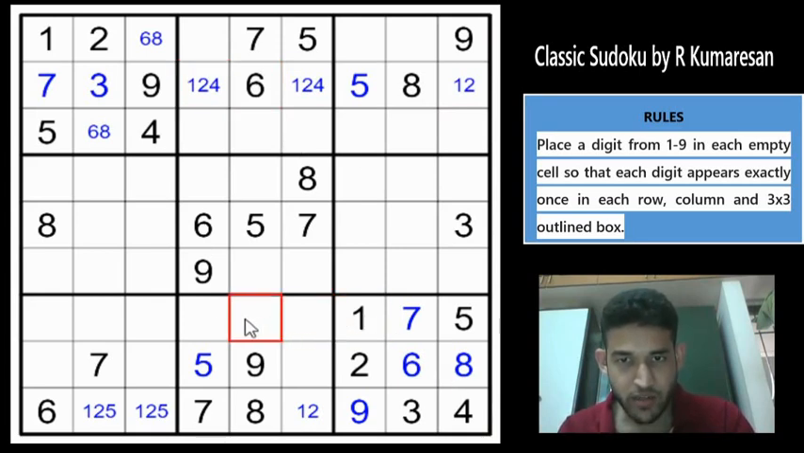So a 1 is not possible in these three cells because of this 1, which means 1 must go into one of these two cells. So why don't we make a corner pencil mark? So 1 must be in one of these two cells, which means we can eliminate the 1 from this cell, right? So this must be 2 or 4.